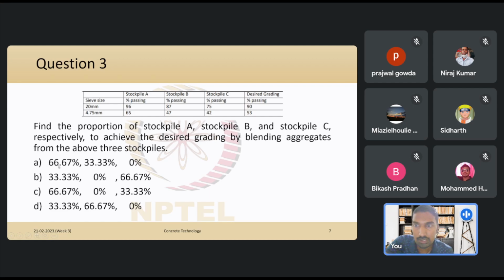And we have four options: Option A is 66.67%, 33.33%, 0%. Option B is 33% from stockpile A, 0% from B, 66% from C. Option C is 66, 0 and 33. Option D is 33, 63 and 0. Okay, you can again take a minute or two to calculate and answer.